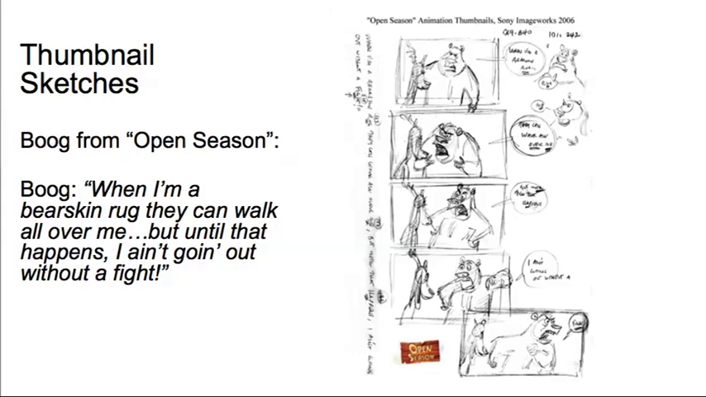You can find the shot if you go to my website, www.alexwilliams.com. You can find this shot under my 3D demo reel, and if you go to the Open Season tab, you'll be able to see the shot play. So this was the line: when I'm a bearskin rug, they can walk all over me, but until that happens, I ain't going out without a fight.